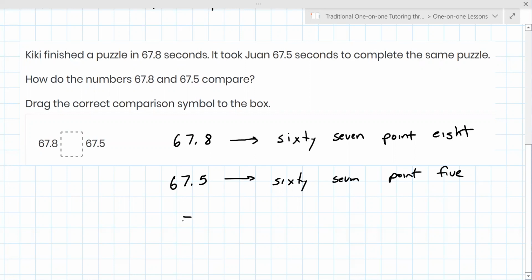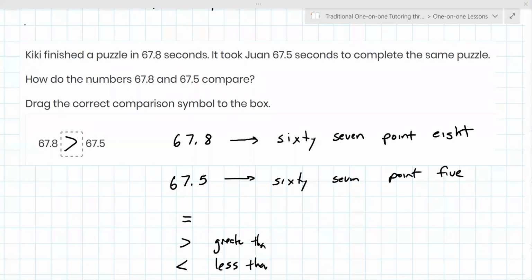And we have options here. We have equal, greater than, or less than. So is 67.8 equal to 67.5? Is 67.8 greater than 67.5? Or is 67.8 less than 67.5? 67.8 is greater. So it'd be that symbol there. Okay. Any questions on that?